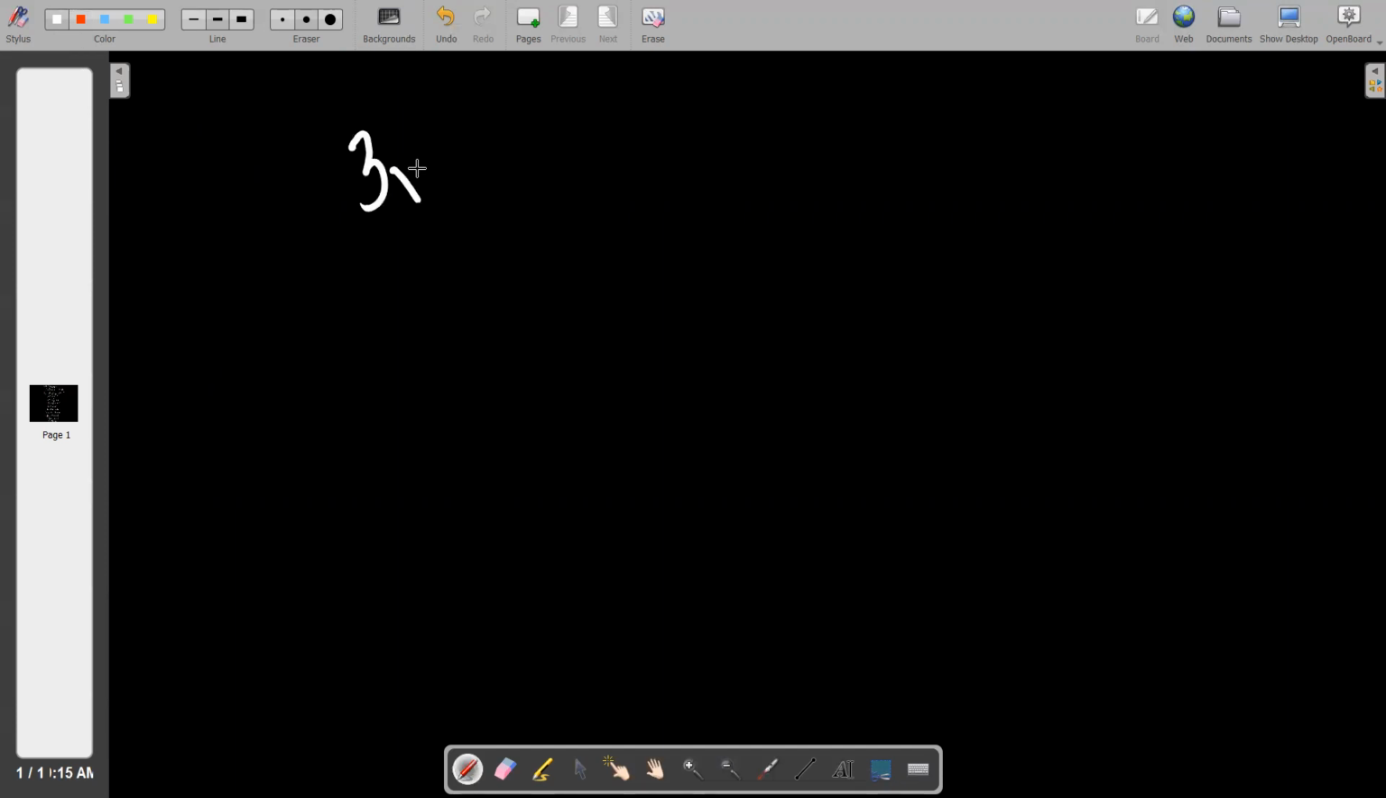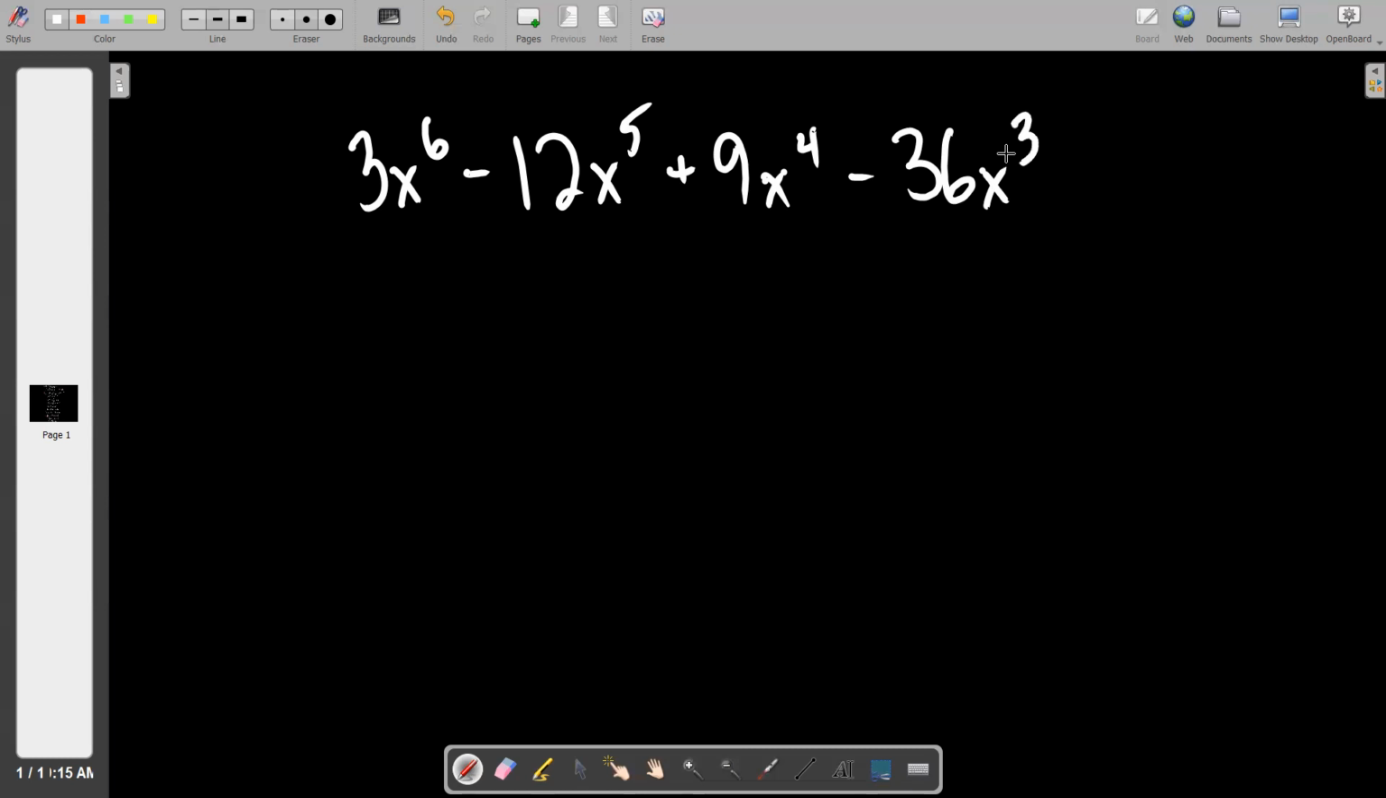So let's do 3x to the 6th minus 12x to the 5th plus 9x to the 4th minus 36x cubed. All right. Step 1.